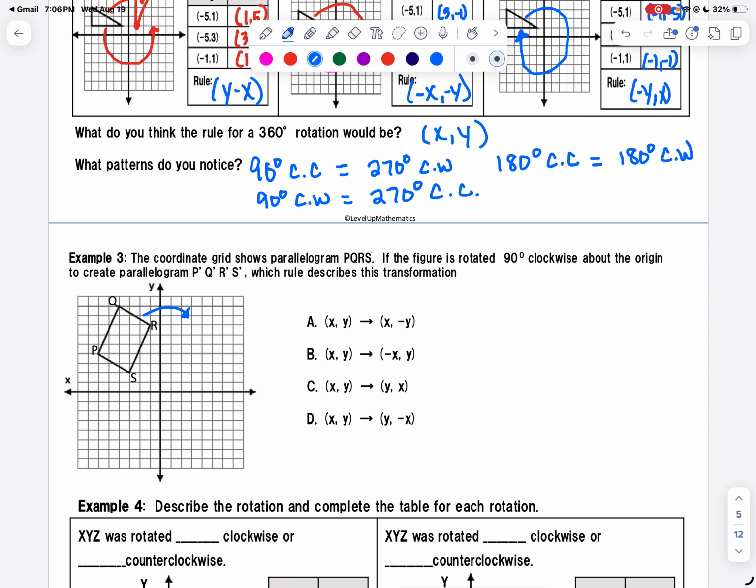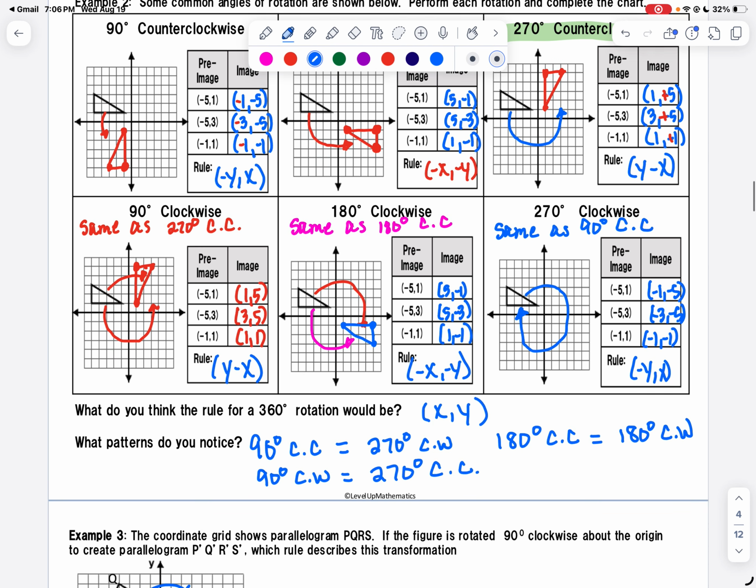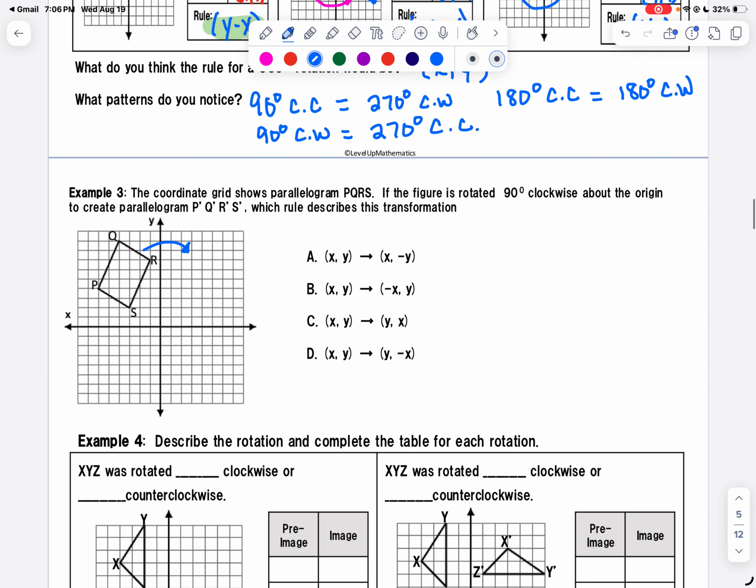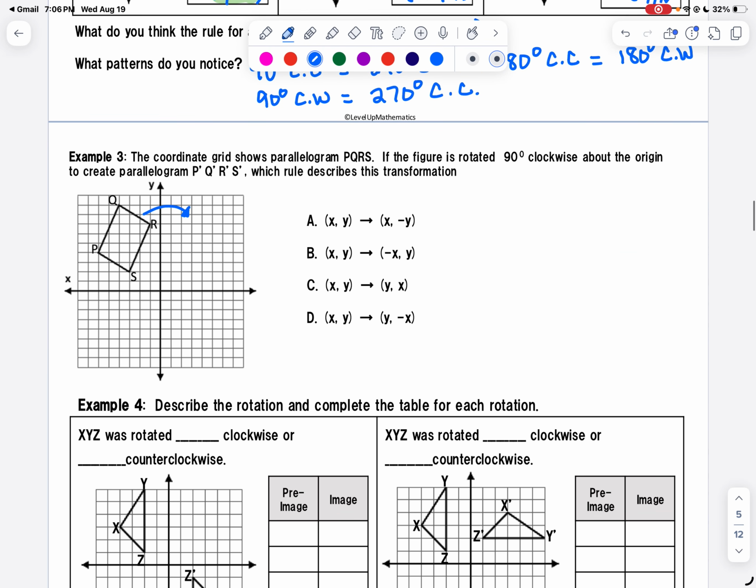So let's go up here. We know 90 degrees clockwise, that's right here, is the same thing as 270 degrees counterclockwise. And the rule was (y, opposite x). Y, opposite of x. So now I know the answer is D. We know the x has to be the opposite. Let me highlight that. Because it's changing from quadrant 2 to quadrant 1.